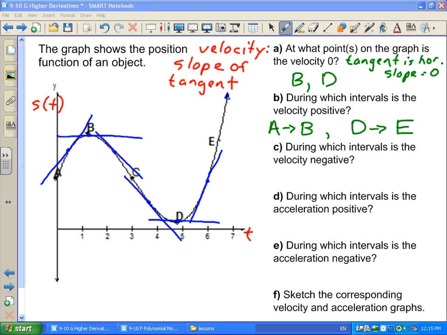Now, question C is asking us the opposite. Where's the velocity going to be negative? Or where's the slope of the tangent to the curve going to be negative? Well, that's pretty much everywhere that we haven't already talked about. So that's going to be from B to C and from C to D. Okay.